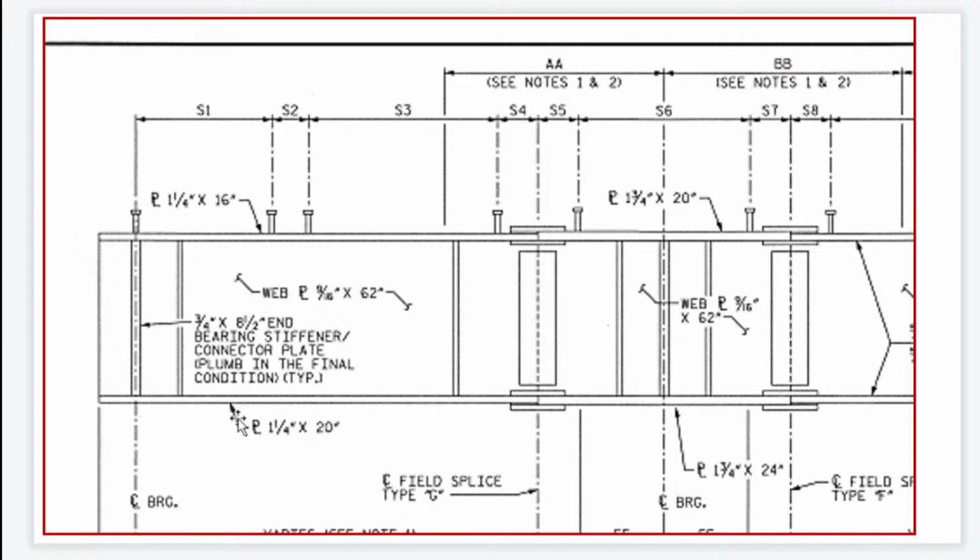Okay, so the same 1 and 1/4 by 20. Here 1 and 1/4 by 16, and here 1 and 3/4 by 24. So it adds 4 inches here, and adds again 4 inches here, from the top and bottom flange. So these are the top and bottom flange plates.